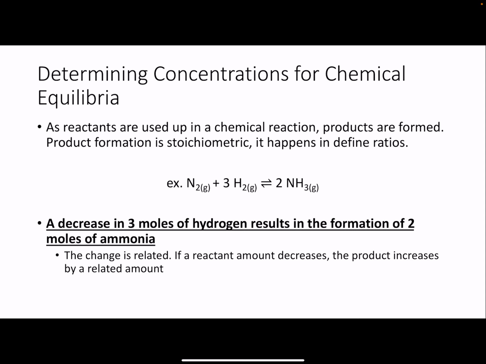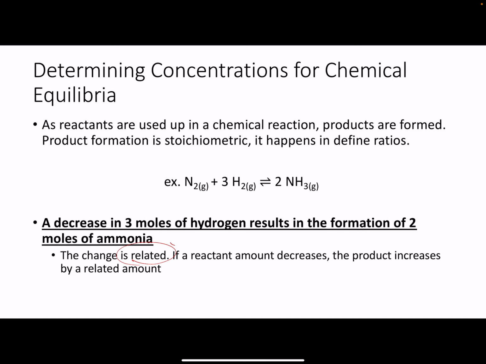So, in terms of stoichiometry, because this arrow here is double-headed, it means not all of the reactants turned into products. So there's some left over, and we just have to figure out how much of that it is now. The one thing that does apply is that the change is related.